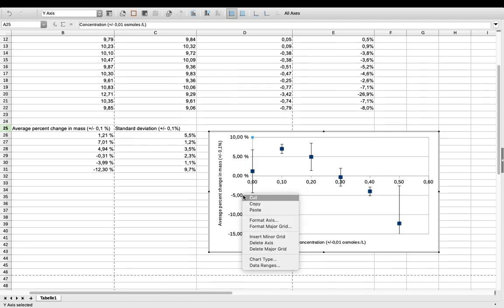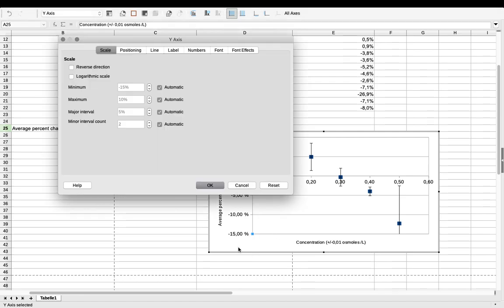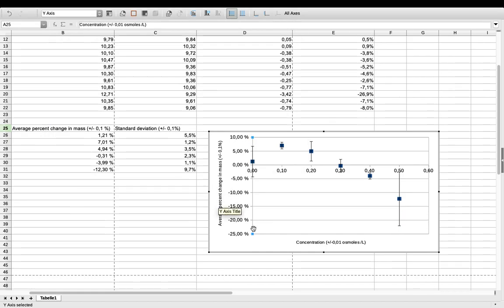I'm going to format axis, and the minimum is currently set to automatically be minus 15%. Let's see if it shows up at minus 20%. We need to go to 25. Let's see what that looks like. Okay, so I just set that to minus 25 in this case in order to capture this. So make sure that all your data and all your error bars are all on the chart.